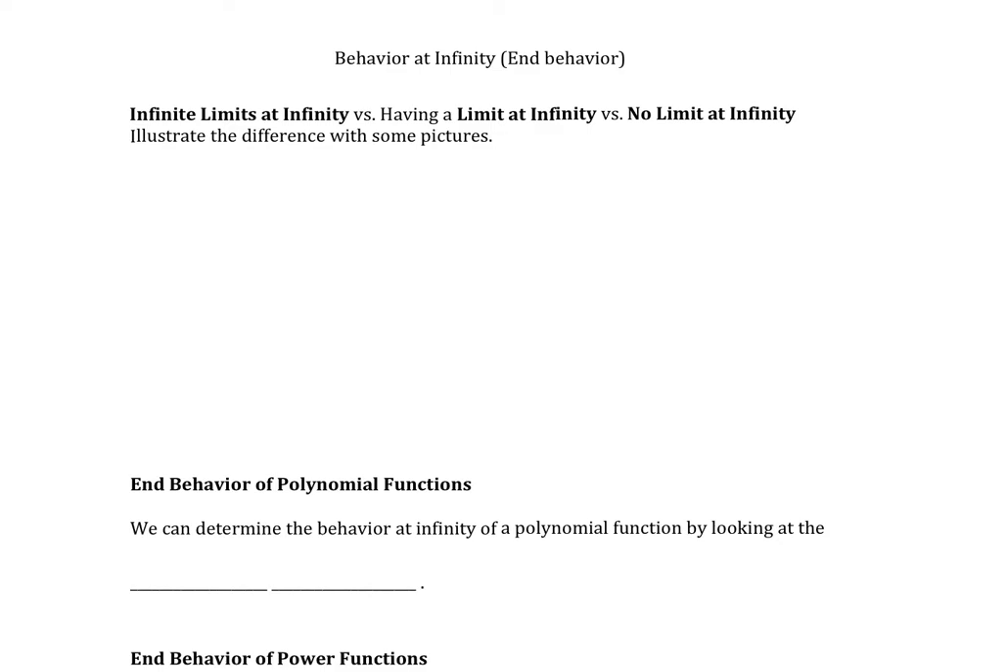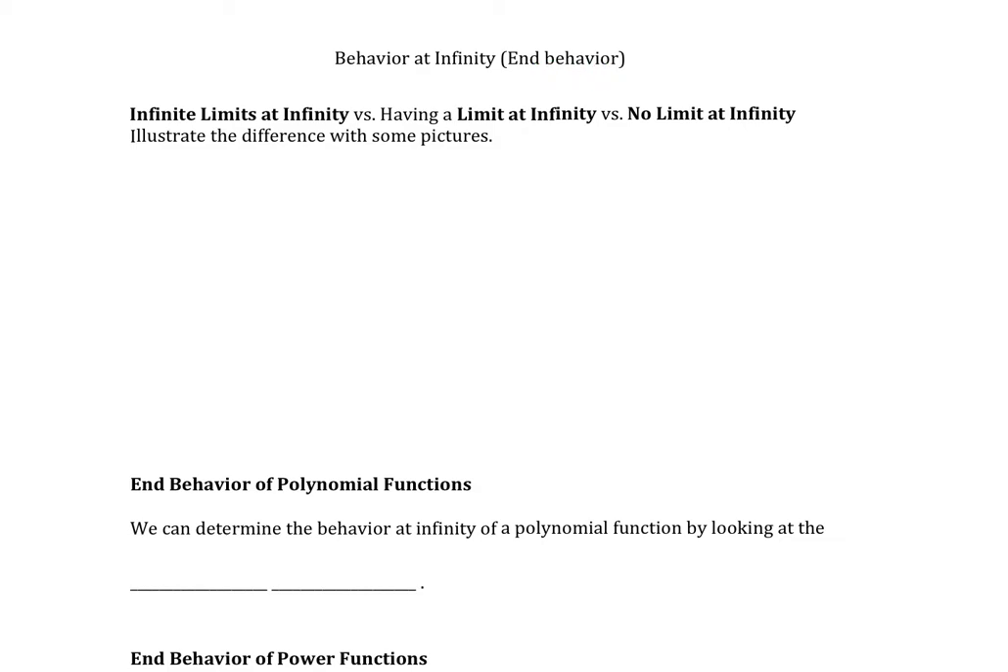In the next few videos, we want to talk about end behavior or behavior at infinity. So we're going to start off by looking at end behavior of polynomial functions, but I want to discuss the idea in general first. So when we talk about infinite limits at infinity versus having a limit at infinity versus no limit at infinity, these are three different types of what we call end behavior.